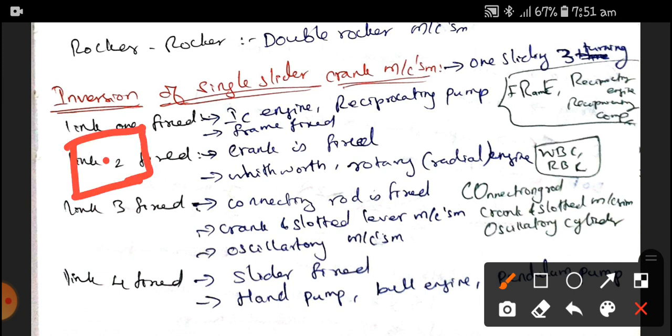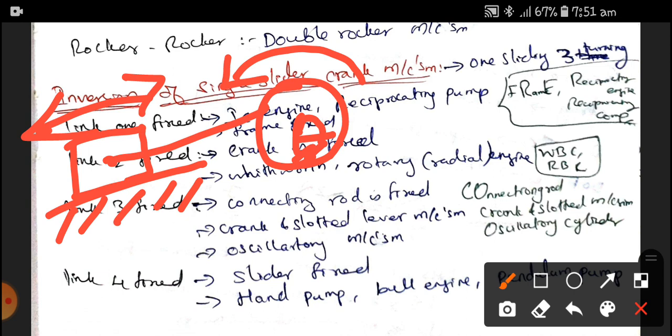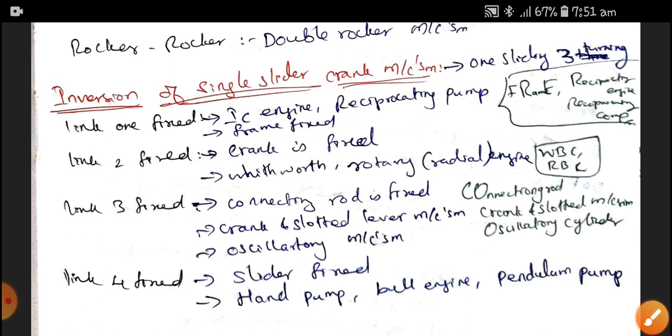So this is a single slider crank mechanism. This is the frame of the rotor, and this is the frame for the slider. If this frame is fixed, what will happen? The crank will rotate and the slider will move in this direction. Therefore, if the frame is fixed, it gives the IC engine or reciprocating pump.